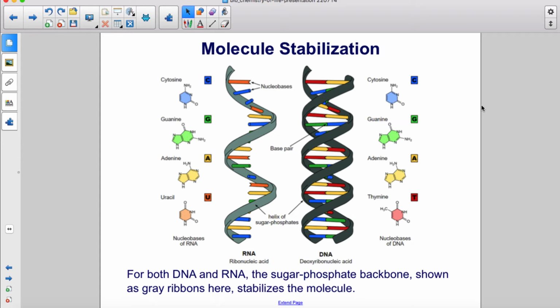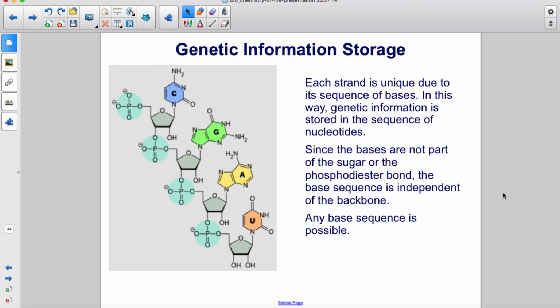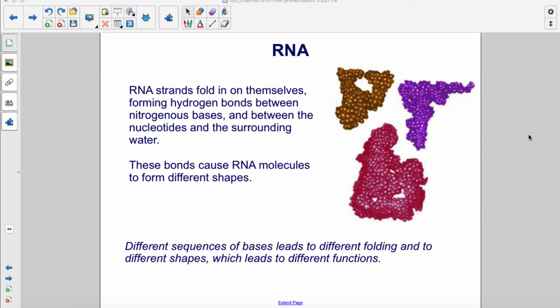For both DNA and RNA, the sugar phosphate backbone, shown as gray ribbons here, stabilizes the molecule. Each strand is unique due to its sequence of bases. In this way, genetic information is stored in the sequence of nucleotides. Since the bases are not part of the sugar or the phosphodiester bond, the base sequence is independent of the backbone. Any base sequence is possible.